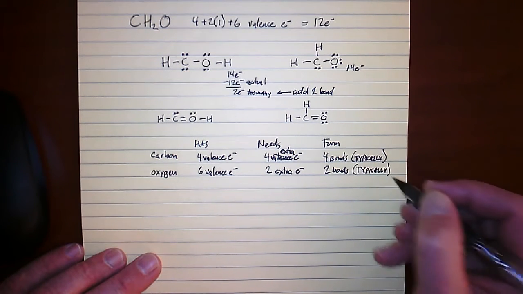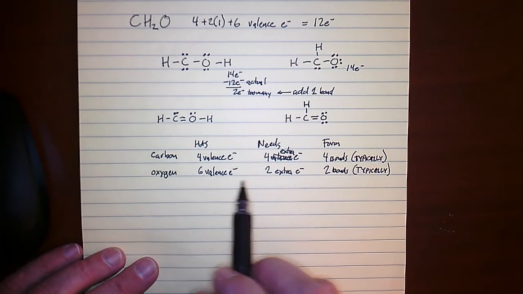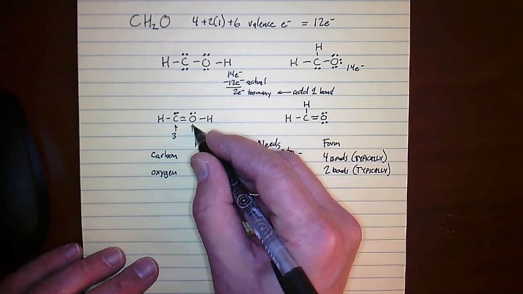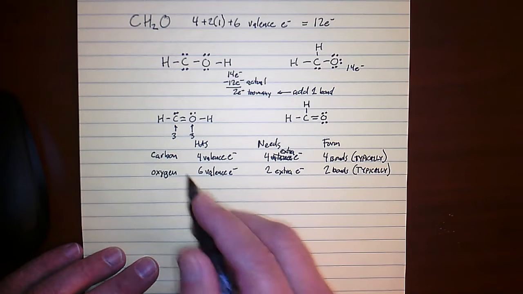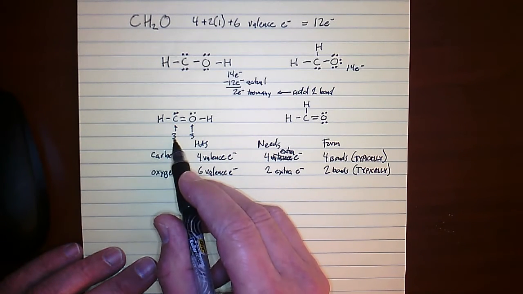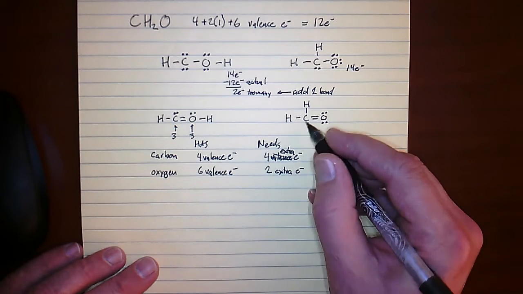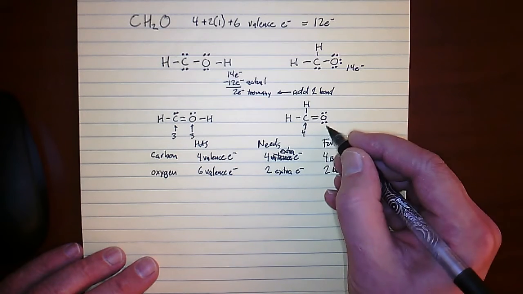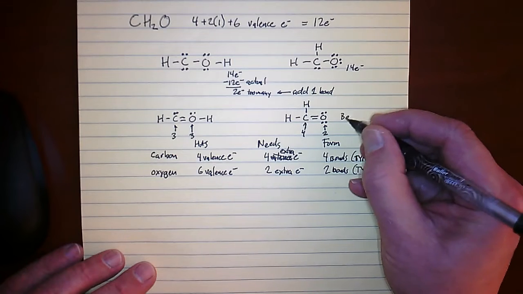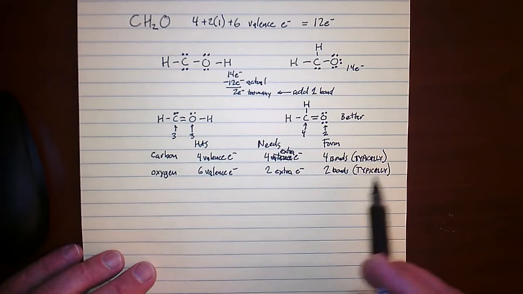Okay. So which of these structures follows those rules? Well, this one, both of them have 3 bonds, right? 3 and 3. Well, that means that this carbon has too many bonds, and this oxygen has too few bonds, and this oxygen has too many bonds. Okay. Over here, this carbon has 4 bonds, and this oxygen has 2 bonds. This is a better structure because it follows the sharing rules that we set up here.